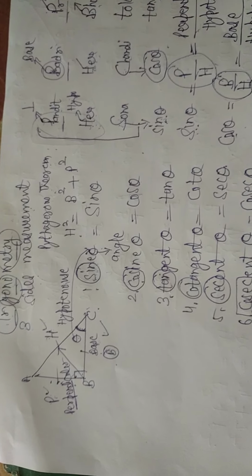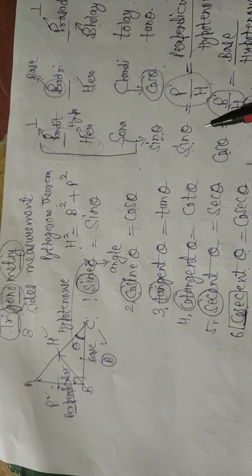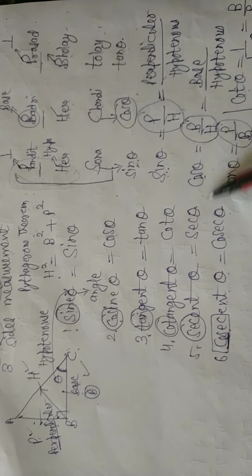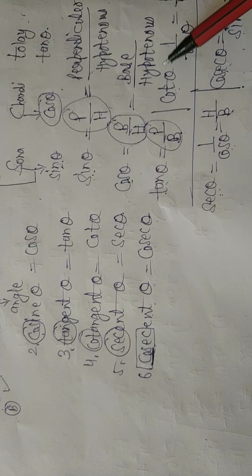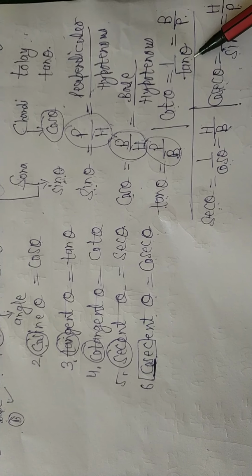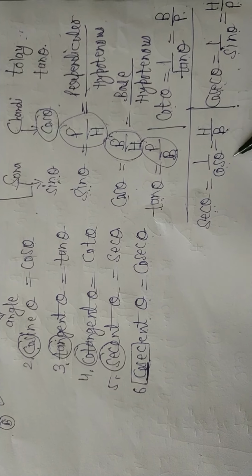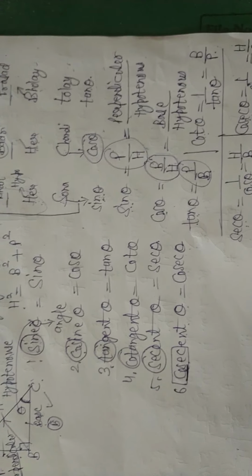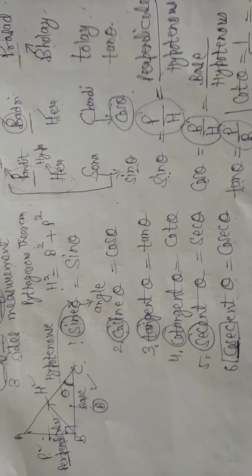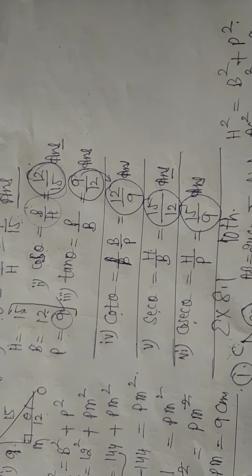So, I'm giving just a base. Yesterday I gave the basic concepts of trigonometry. These are the basic formulas: sine theta, cos theta, tan theta. Cot theta is the reverse of tan theta, sec theta is the reverse of cos theta, and cosec theta is the reverse of sine theta. So let's proceed to exercise 8.1.